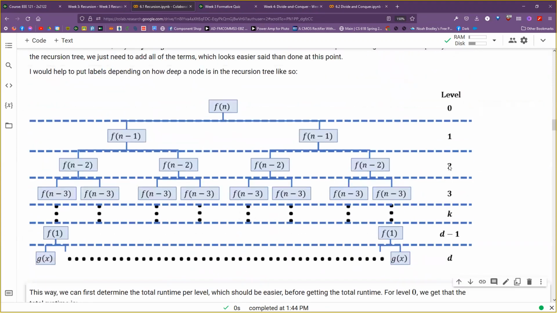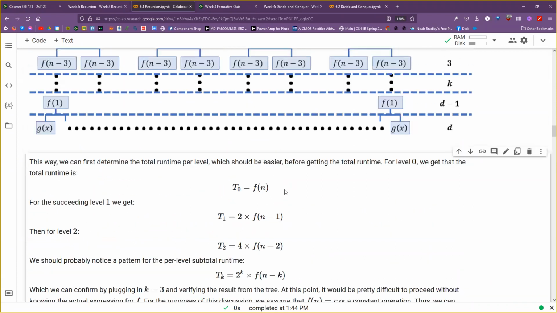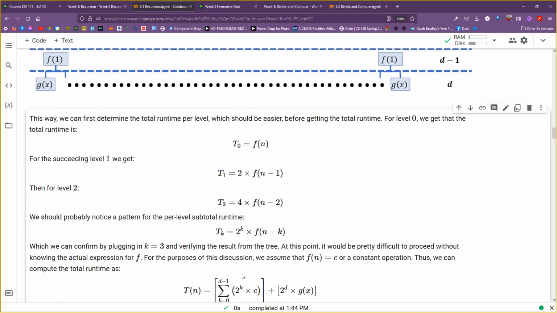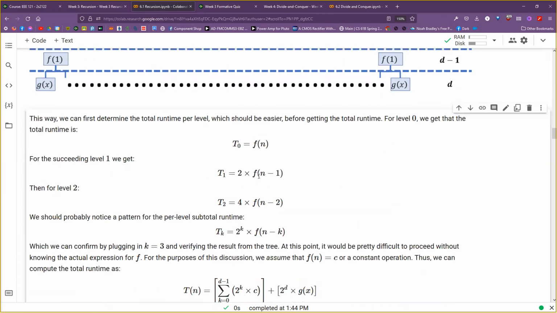So level 2 is the second level, the kth level, anything in the middle, is 2 to the k times f of n minus k. You can confirm this at level 3, where it's n minus 3. So it's 1, 2, 3, 4, 5, 6, 7, 8 terms, or 2 to the 8 terms. Once we get this, we can actually form our summation.